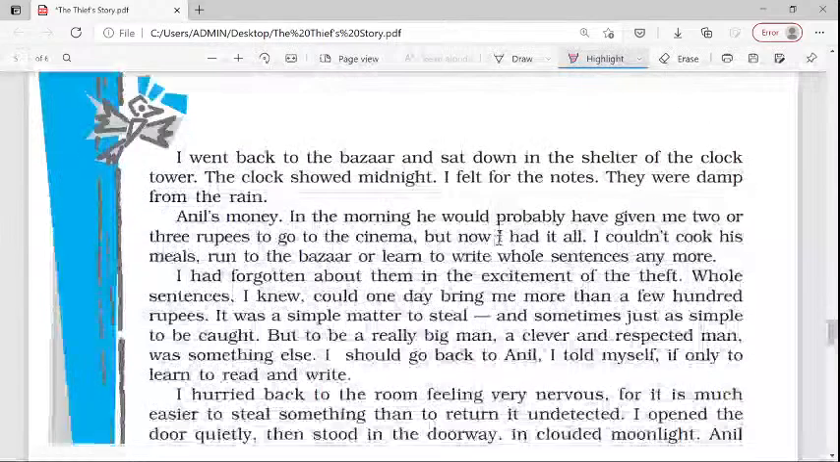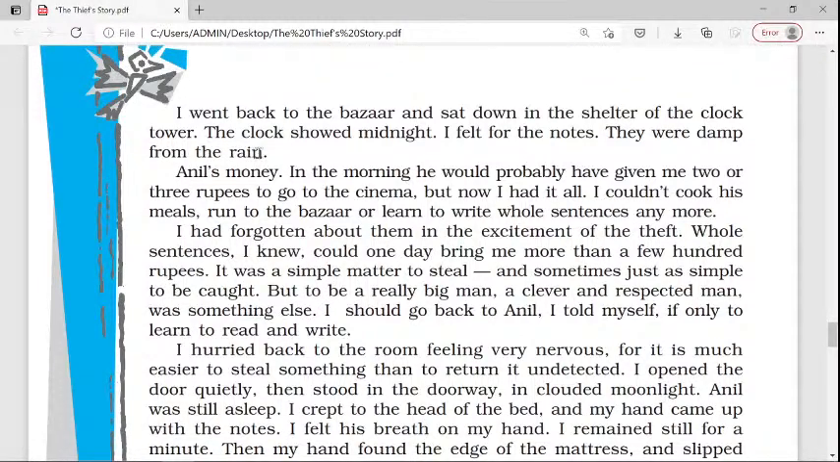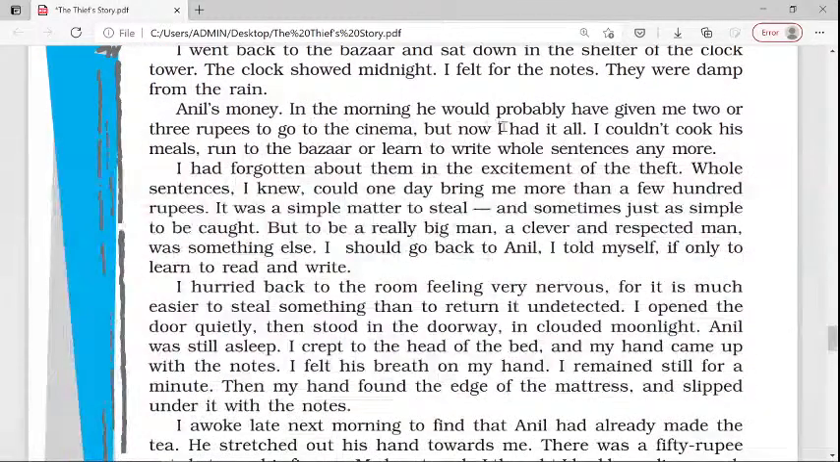Okay, next. I went back to the bazaar and sat down in the shelter of the clock tower. Okay, so he went back to the bazaar, and then in the shelter of the clock tower he sat down. The clock showed midnight. I felt for the notes. They were damp from the rain. They had become all damp. Anil's money. In the morning he would probably have given me 2 or 3 rupees to go to the cinema, but now I had it all. I couldn't cook his meals, run to the bazaar, or learn to write whole sentences anymore.